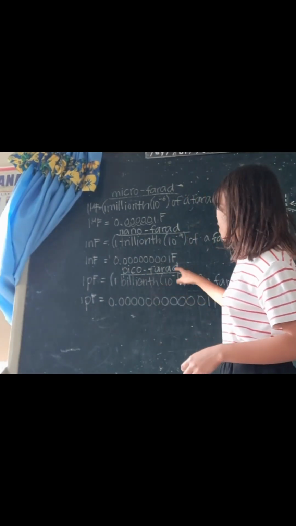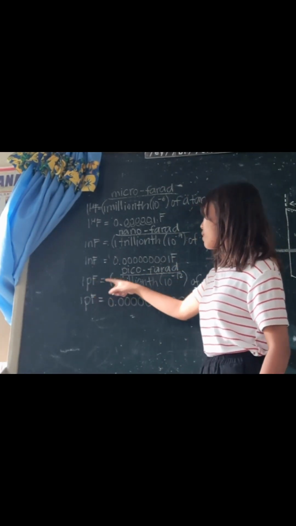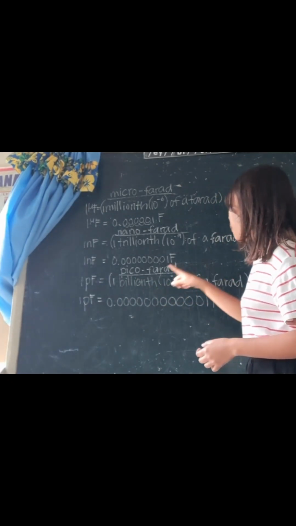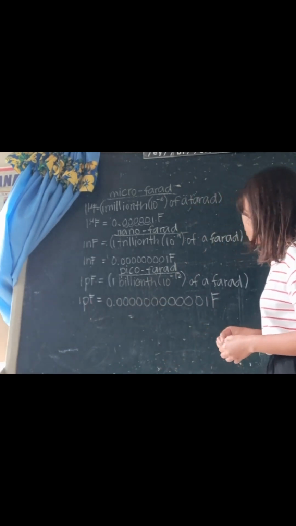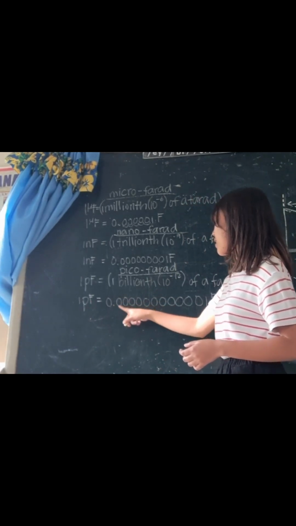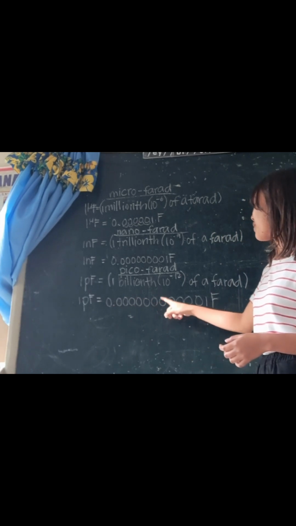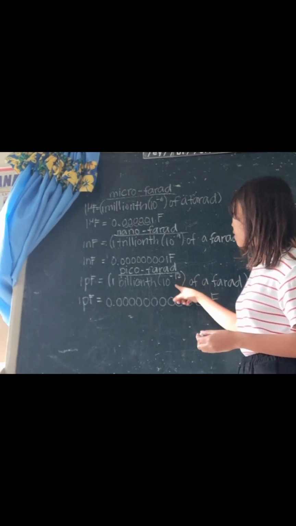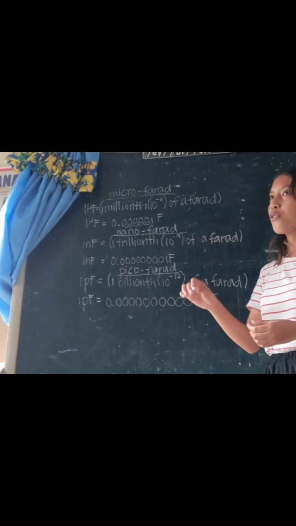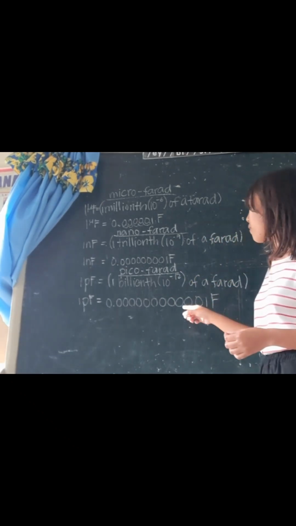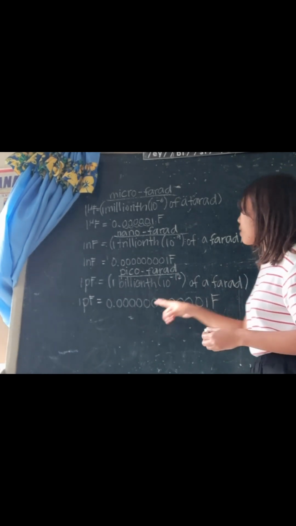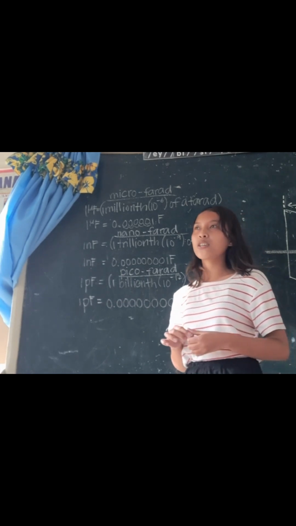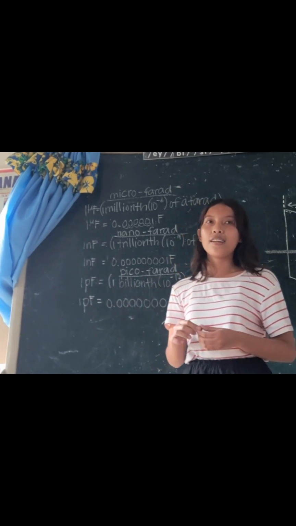Lastly is the picofarad. 1 picofarad is equivalent to 1 trillionth, or 10 to the negative 12, of a farad. So 1 picofarad is equivalent to 0.000000000001 farad. Since it has a negative 12 exponent, we will also move 12 decimal places from right to left so that we can get the value of 1 picofarad into farad. So that is how we get the value of the sub-multiples of a farad.